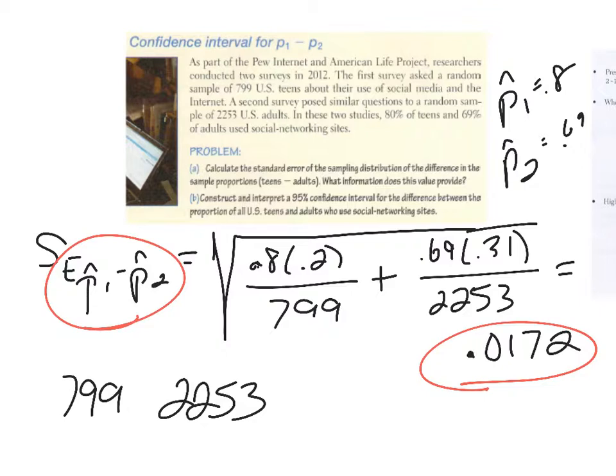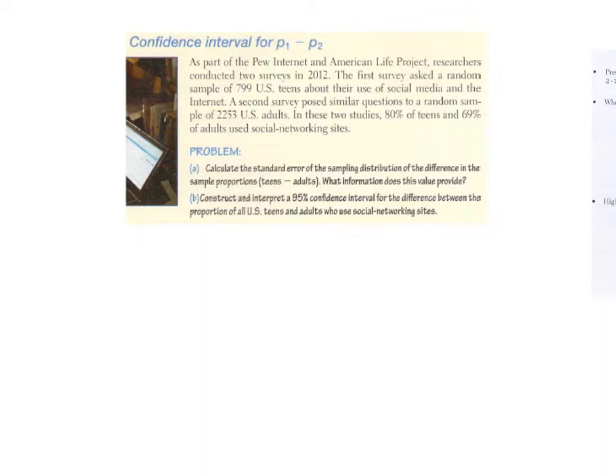So part B now has us constructing and interpreting a 95% confidence interval for the difference between the proportion of all U.S. teens and adults who use social networking sites. Our problems get a little bit longer now that we have two samples, because we have to make sure that we address both of them.